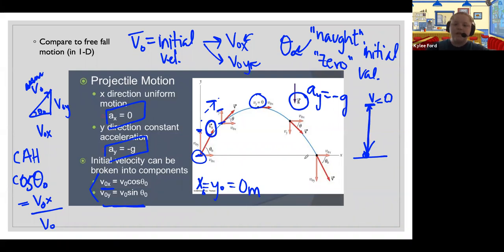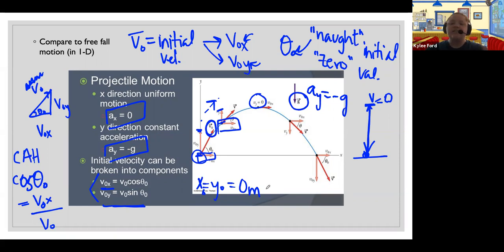Now do you notice anything different about our velocity in the x direction? I'll give you guys a couple of seconds to look at that one. So if you can tell, our velocity in our x direction, if you look at these arrows, they don't change. They stay the exact same. So our velocity in our x direction remains constant throughout the entire projectile.